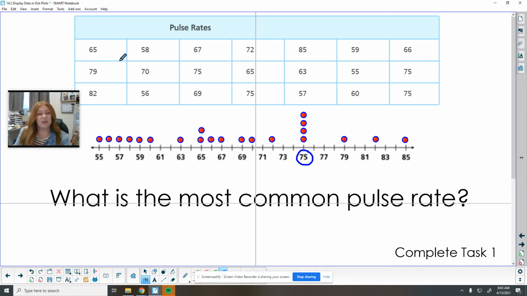In our chart, I could go through, right? There's one of these, and I can go through and looking. Oh, okay, let's see. Oh, here was one. I missed it, right? So there were two 65s, and then I could look for 58. Oh, okay, there's no more 58s, right? That's going to take a long time to see which one happened the most and make sure you're not missing information. By putting it in this dot plot, boom, I can see 75 was the most common pulse rate. So go ahead and complete task 1 and then come back when you are ready to do task 2.